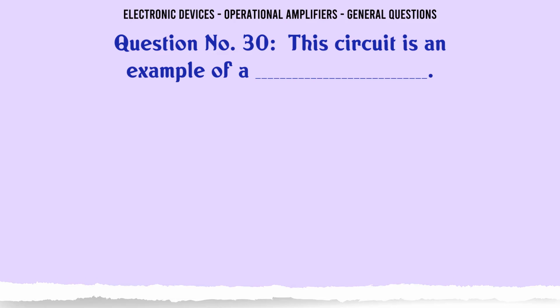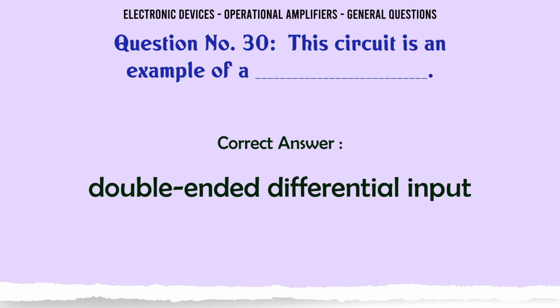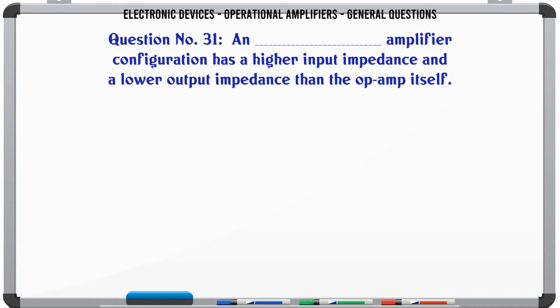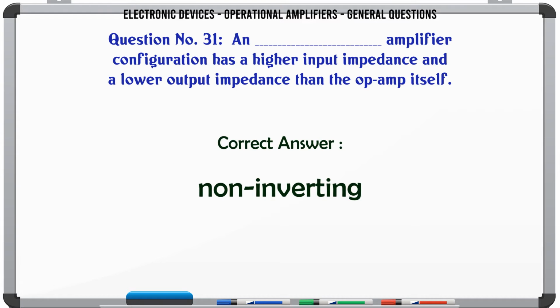This circuit is an example of A. single-ended input, B. double-ended differential input, C. double-ended output, D. common mode operation. The correct answer is double-ended differential input. An amplifier configuration has a higher input impedance and a lower output impedance than the op-amp itself. A. Non-inverting. B. Inverting. C. Voltage follower. D. The correct answer is non-inverting.